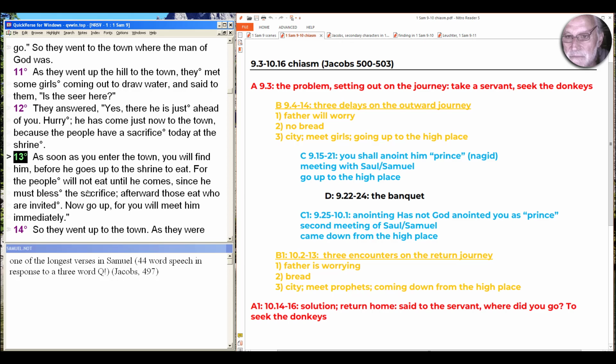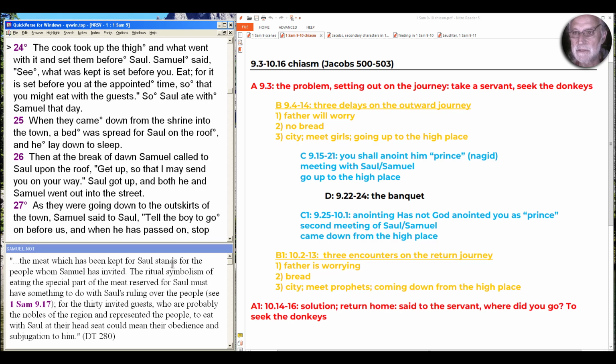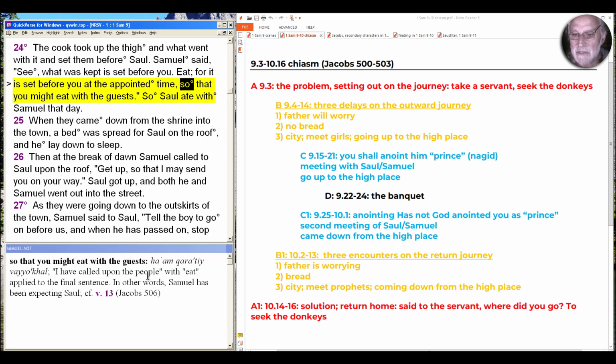Continuing this verse here. So as soon as you enter the town, you will find him before he goes up to the shrine to eat. For the people will not eat until he comes. And this is a really important translation issue, because when we get to verse 24, which I'll show you now, the New RSV makes it very difficult to make the connection. New RSV has here, so that you might eat with the guests. But the phrase here is, I have called upon the people, echoing what we just saw in verse 13.